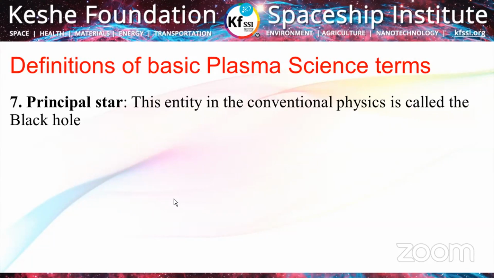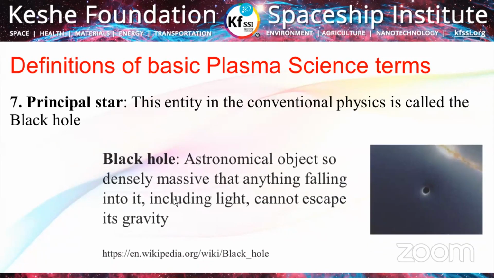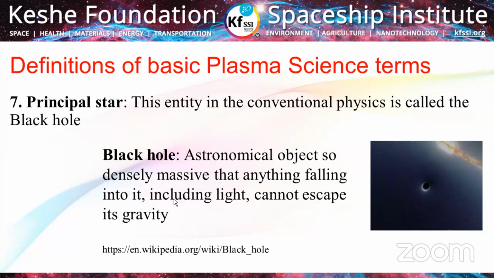Well, conventional science might say that it's a black hole because it doesn't allow the light to exit, because the gravity is so strong that it won't allow light to exit the black hole. Thank you, Rick. Actually, let me bring up the definition from Wikipedia. Astronomical object so densely massive that anything falling into it, including light, cannot escape its gravity. So if it cannot escape its gravity, what does that mean? Where does the light go?